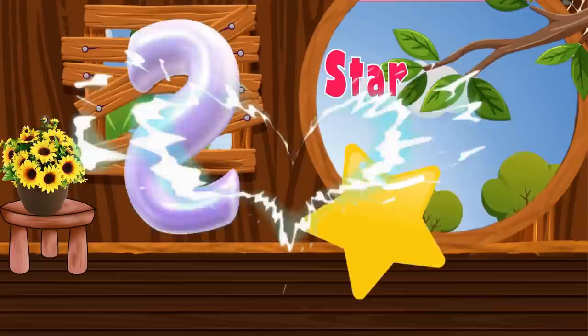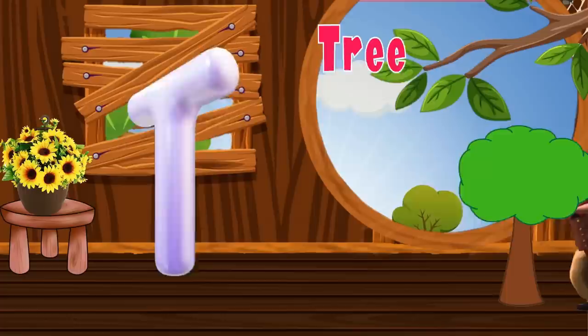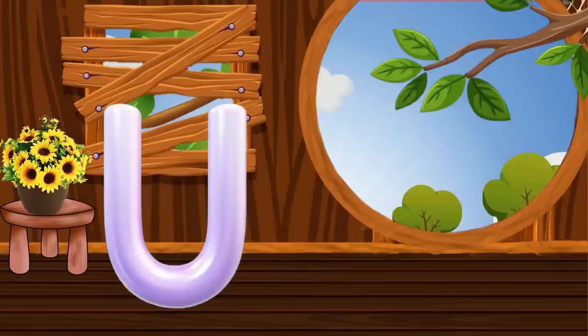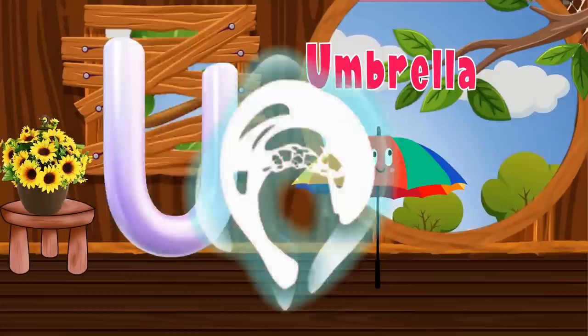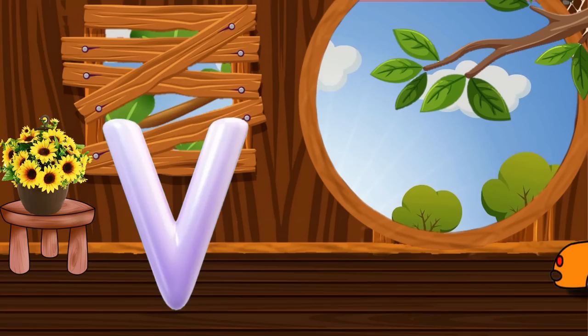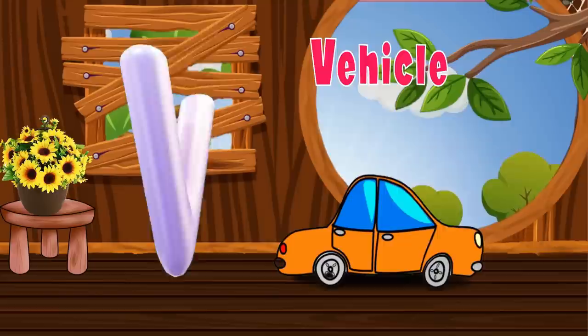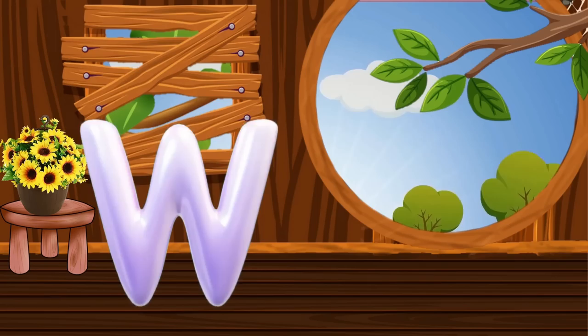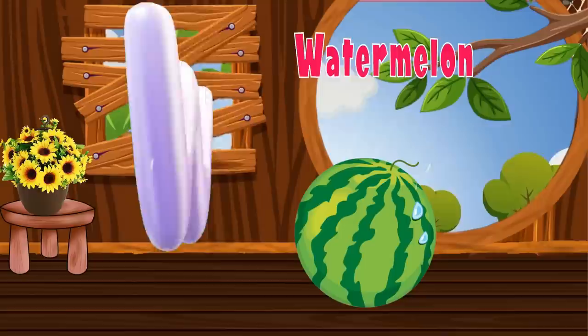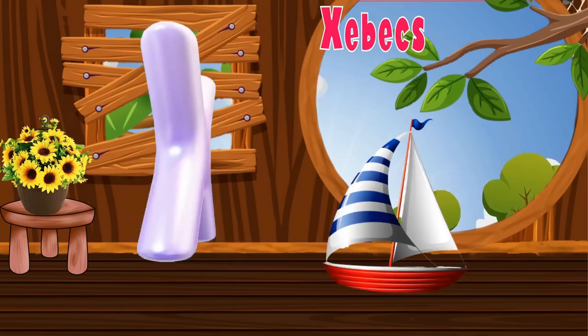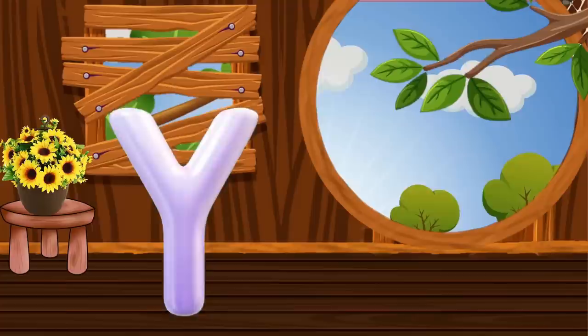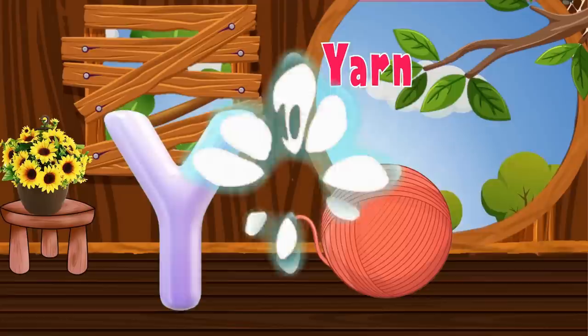T. T for tree. U. U for umbrella. V. V for vehicle. W. W for watermelon. X. X for Xevious. Y. Y for yarn. Z. Z for zebra.